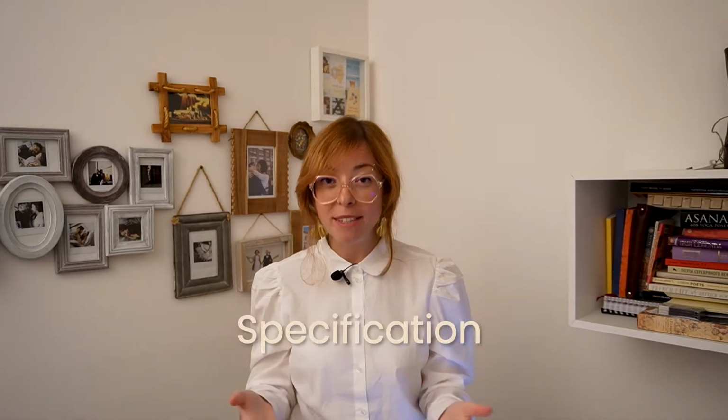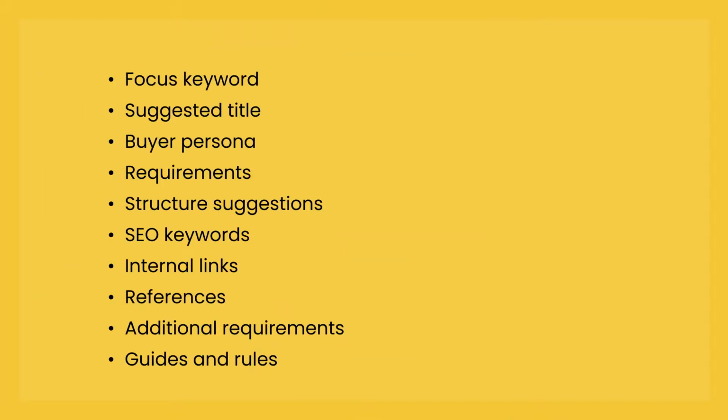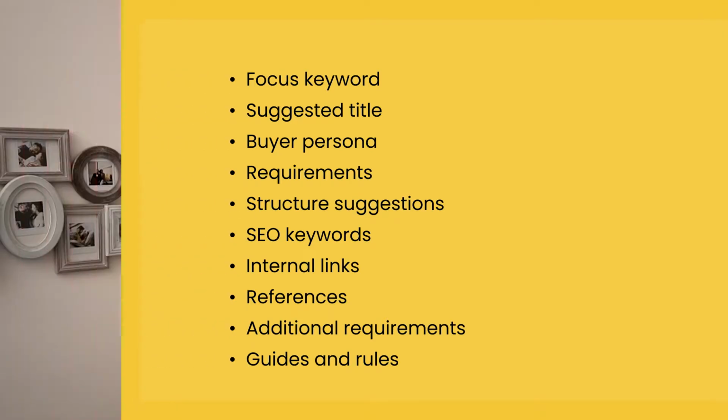At Kayaks, a content marketing agency that I've co-founded, we call this document a specification, the same term they use in software development to provide requirements for programmers at the beginning of the project. So what should your content specification include? Focus keyword, suggested title, buyer persona, requirements, structure suggestions, SEO keywords, internal links, references, additional requirements, guides and rules. Let's discuss each of these points in detail.